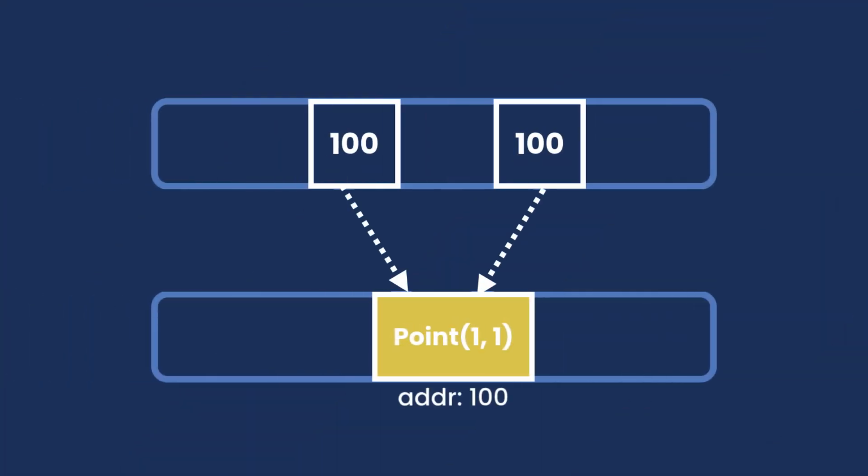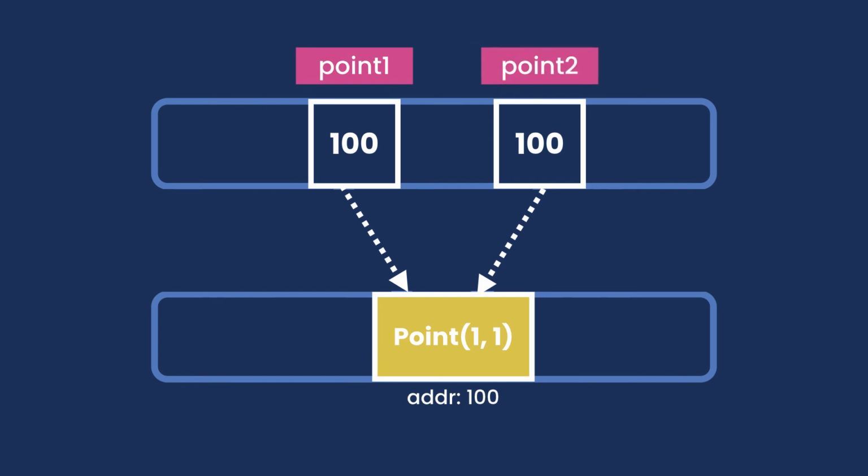So in this example, point1 and point2 are referencing the exact same Point object in memory. We only have one Point object. So these two variables are not independent of each other. They're referencing the same object. And that means if I update this Point object through either of these variables, the changes will be visible to the other variable. Let me show you.